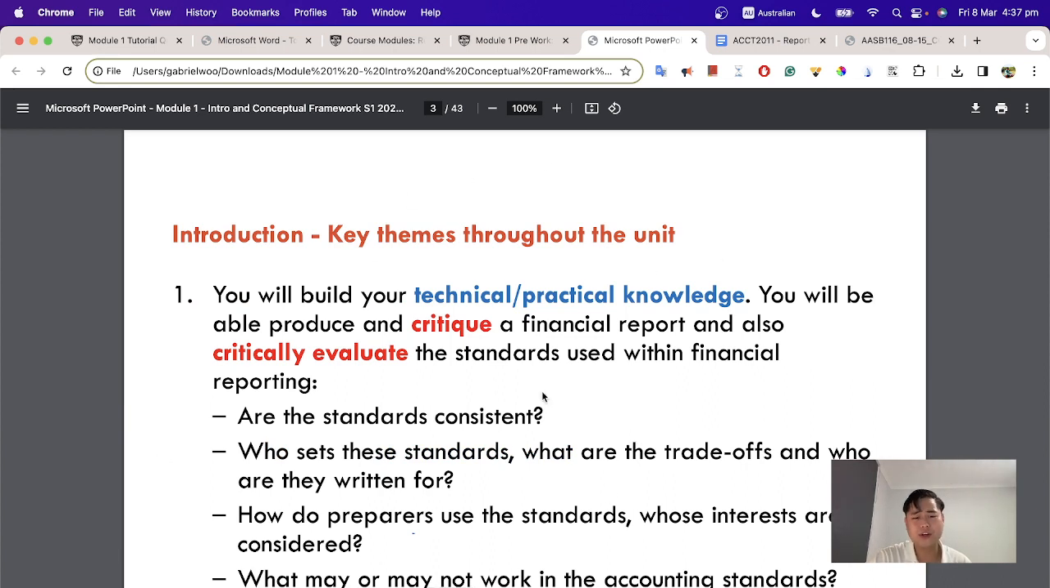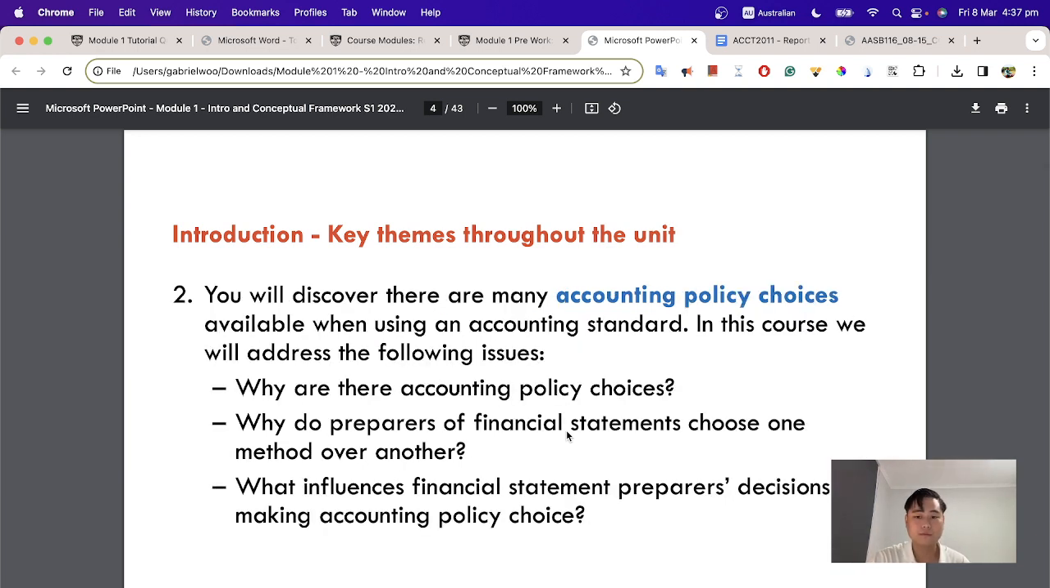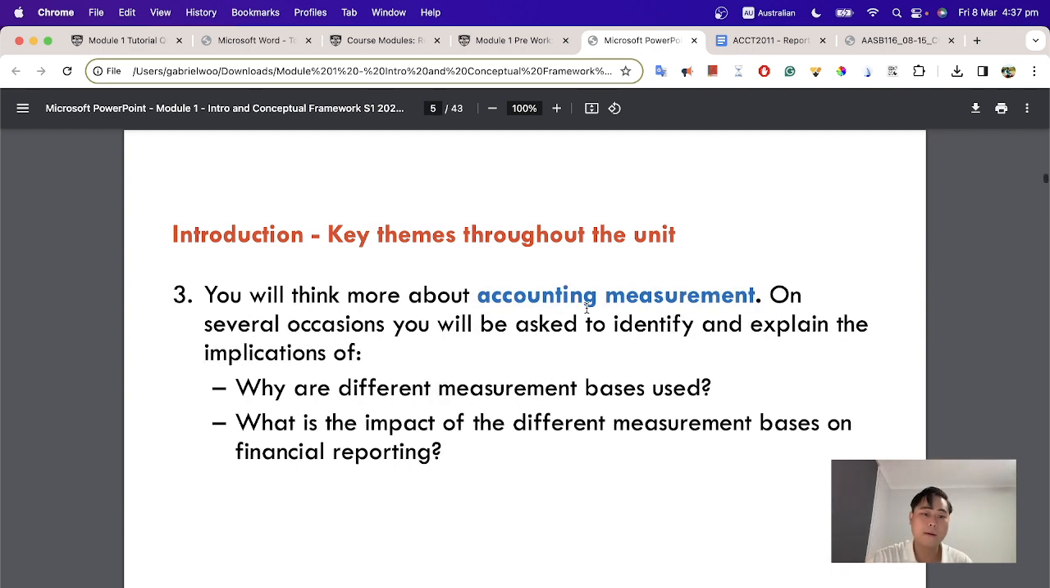So key themes throughout this unit, it's pretty straightforward. Technical knowledge, critique, critically evaluate: what are the standards, how are they implemented, and what does it mean for preparers of financial statements. We need to know many accounting policy choices. So this is the implementation. Policy choices is the implementation of accounting standards. You also need to know the policies. So this is the AASB, the Australian Accounting Standards Board.